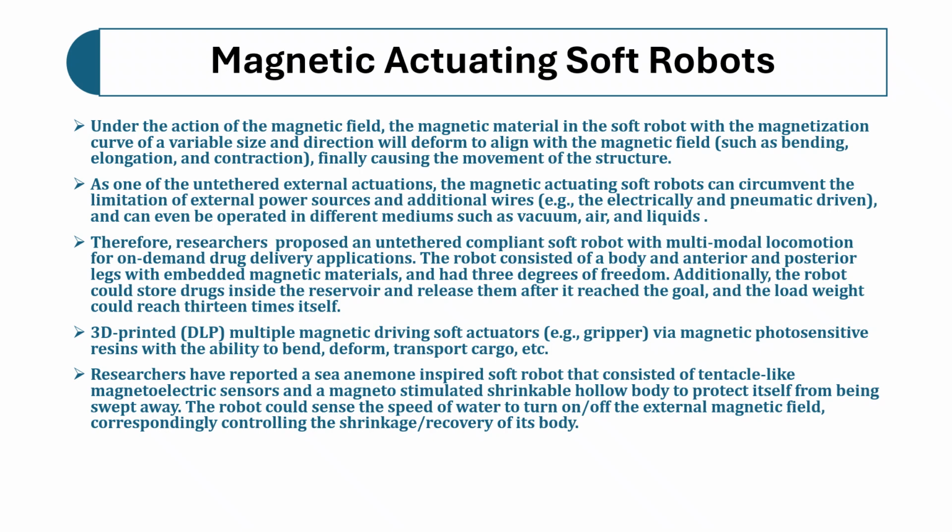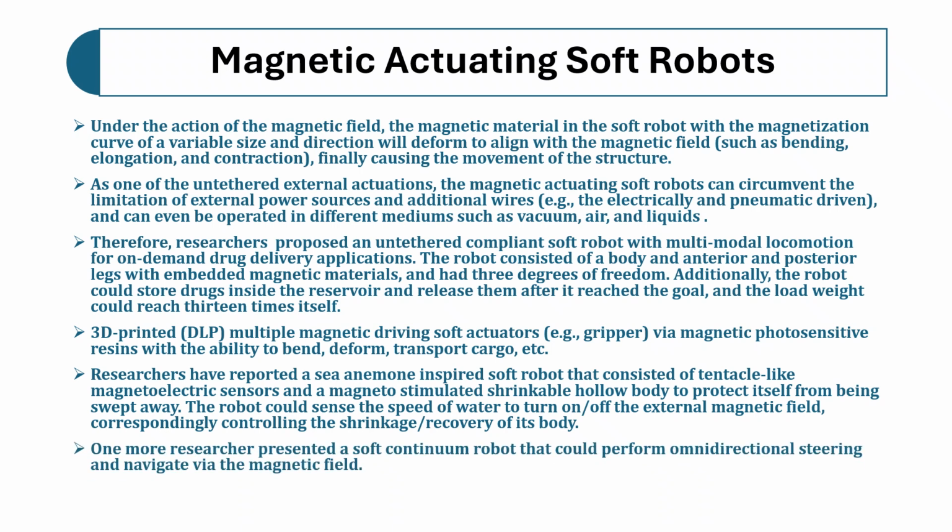When the soft robot is under the water, it can sense the speed, and it can turn the magnetic field on or off according to the instructions given to it by the external magnetic field. It senses the speed of water correspondingly, and it can control the shrinkage and the recovery of the body of the soft robot. Clear?